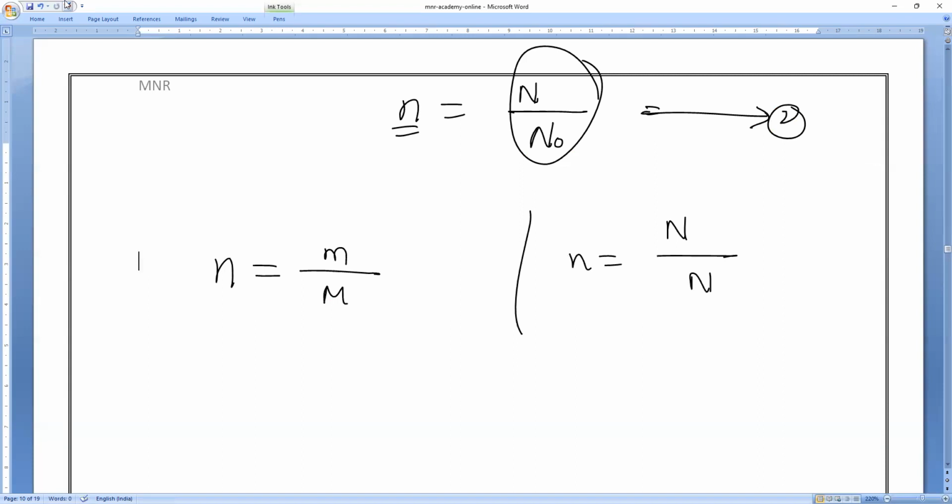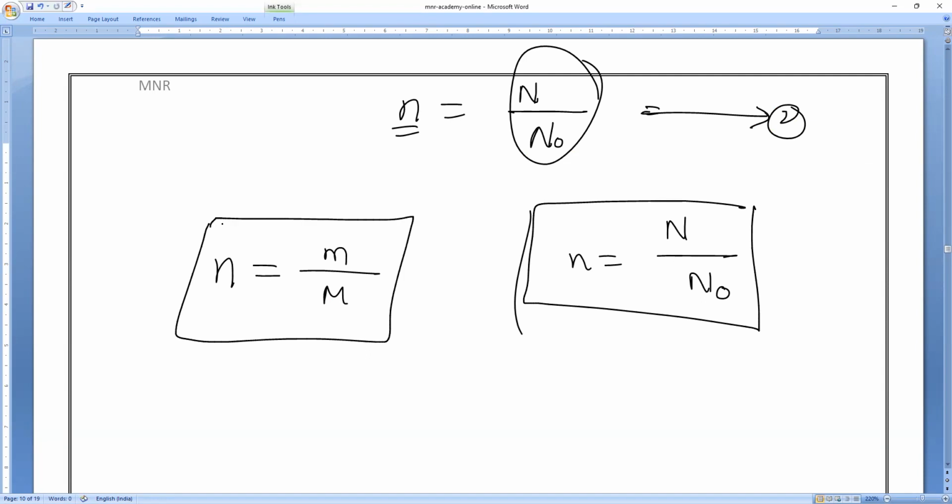Avogadro number. Given number of particles divided by Avogadro number. These are the two formulas for the mole concept. Does anybody not understand? I want a response. Are you clear or not? All of you? Sailesh, Sanjay, Jay Krishna, are you understanding or not?